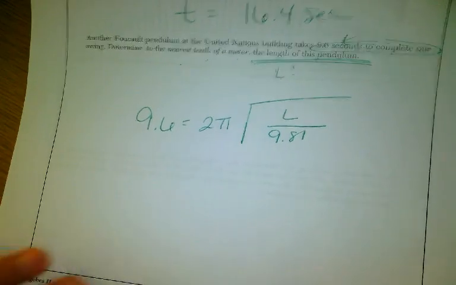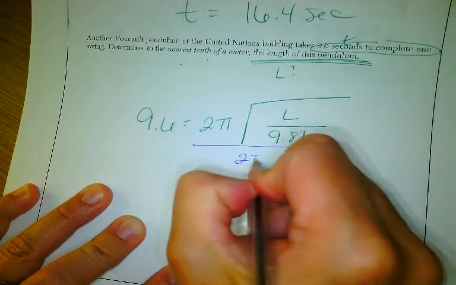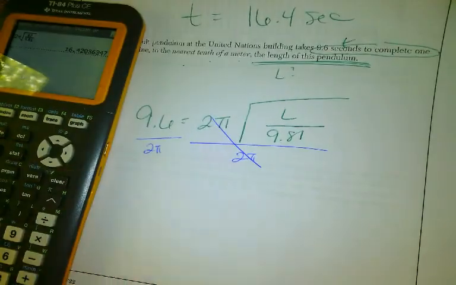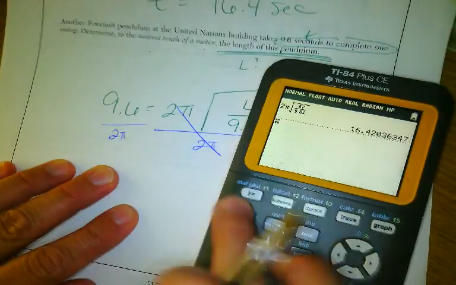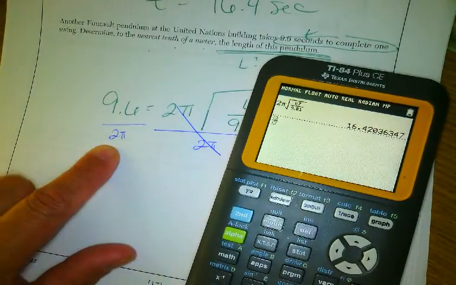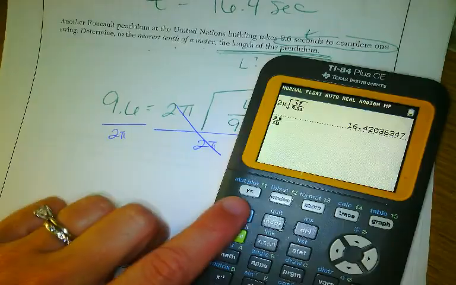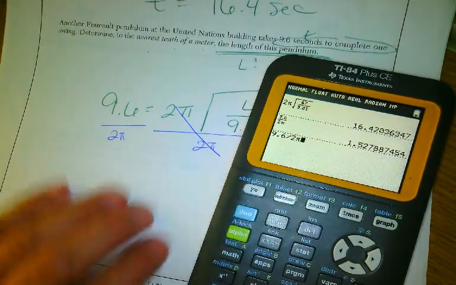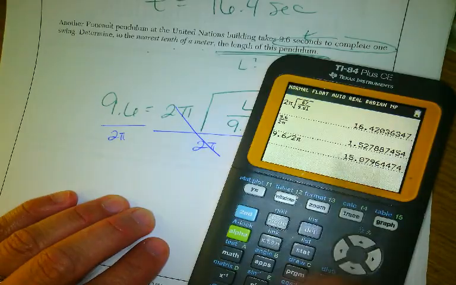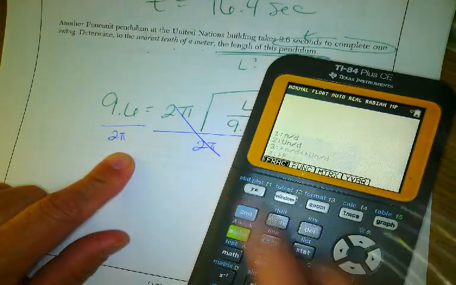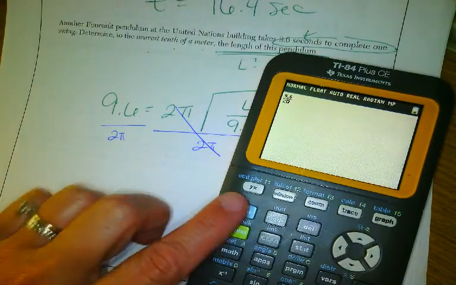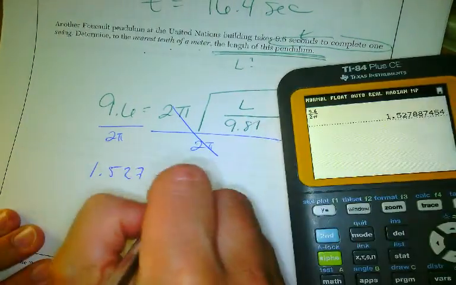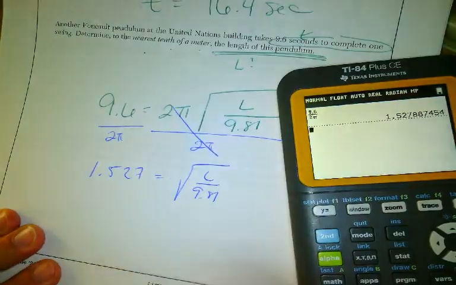Step 1, of course, is to get the radical by itself. Now, there's only one mistake that students make, and you will get a different answer. You have to use the fraction tool, guys. You have to pull up 9.6 divided by 2 pi. I'm just going to show you. If you didn't, and you just typed this in, you get the wrong answer. This is incorrect. So you have to use the fraction tool, 9.6 divided by 2 pi. So I get this lovely 1.527 number equals the square root of L over 9.81.